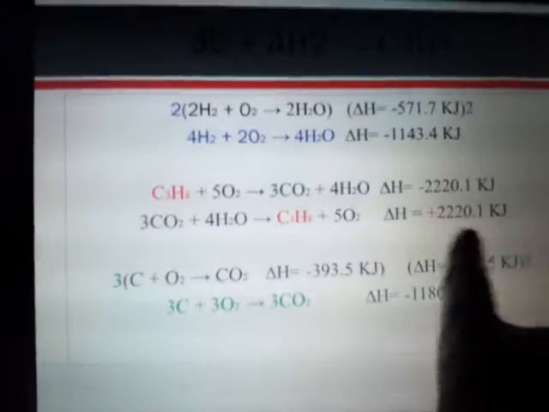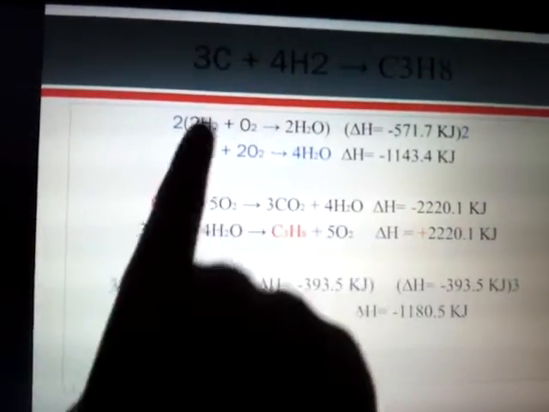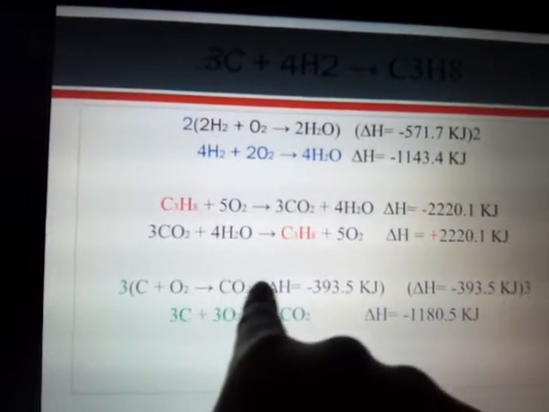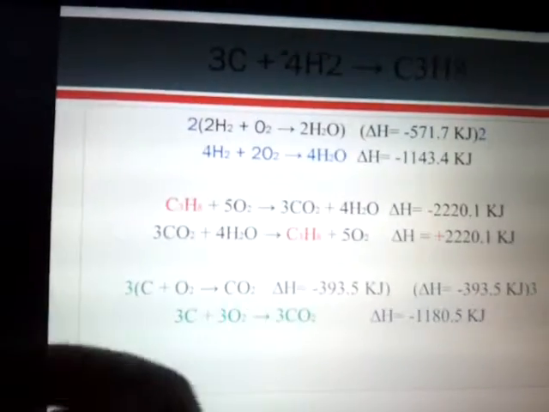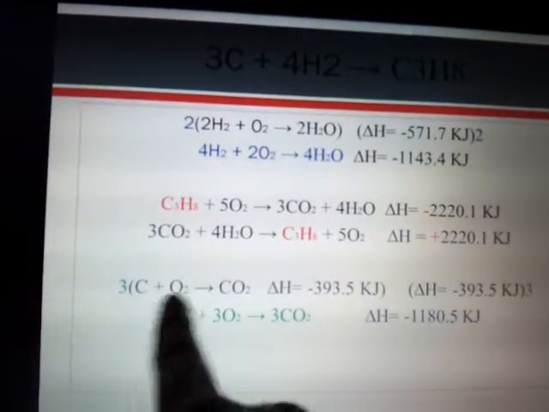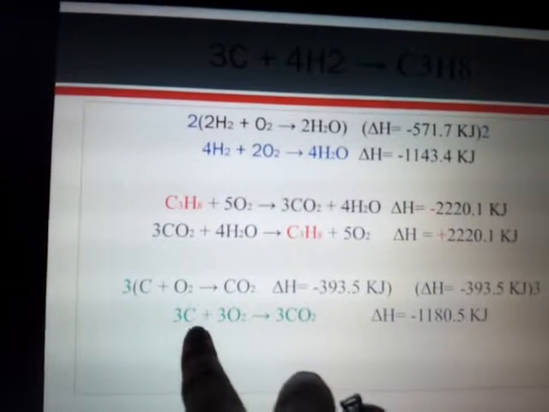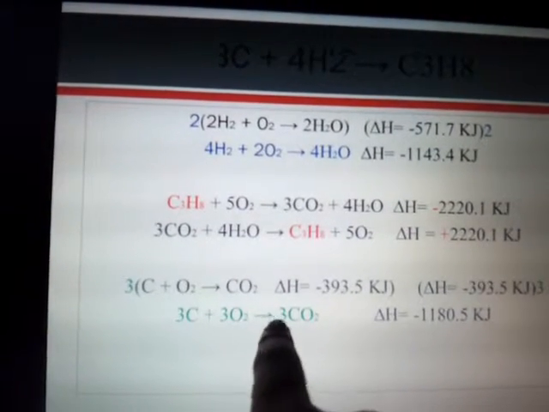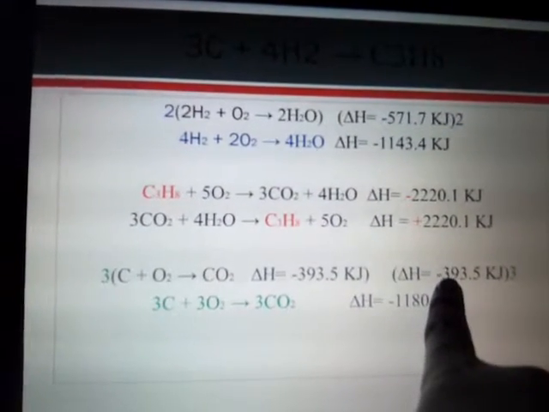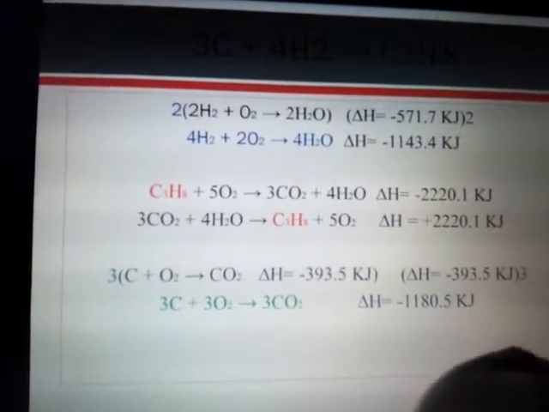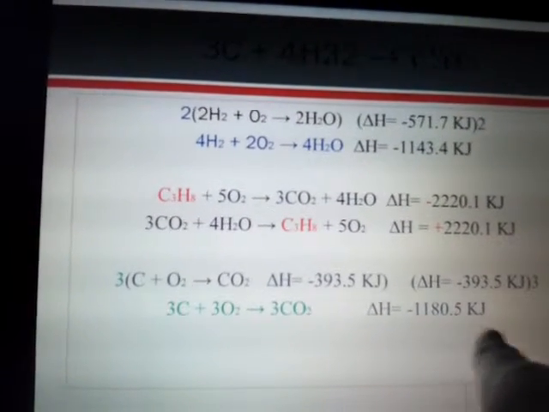The final equation that they gave us, you're going to have to multiply the whole thing and its enthalpy by 3. Because if you can see here, there's carbon in the net equation, and this last equation provided is the only one that has carbon. If you can see, these two don't have carbon. So you multiply this whole thing by 3, and you get 3 carbons plus 3 oxygens equals 3 carbon dioxides. And then when you multiply the enthalpy change by 3, you get negative 1,180.5 kilojoules.